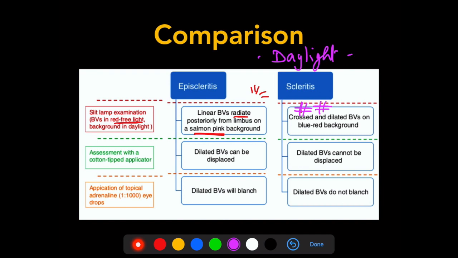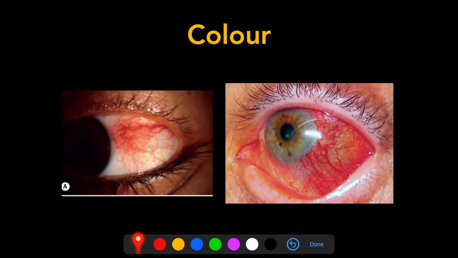That's important. And as I just mentioned, with the cotton tip applicator, you can displace the vessels in episcleritis, whereas you cannot displace the vessels in scleritis. And we already just discussed the blanching part of it. So let's go for the pictures now. Now this is episcleritis.